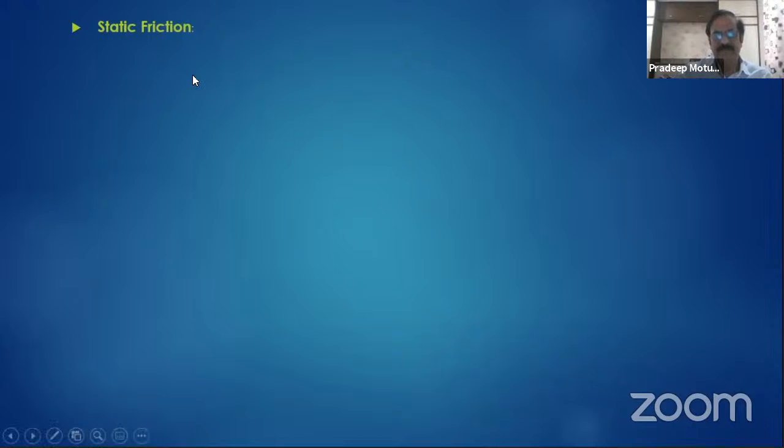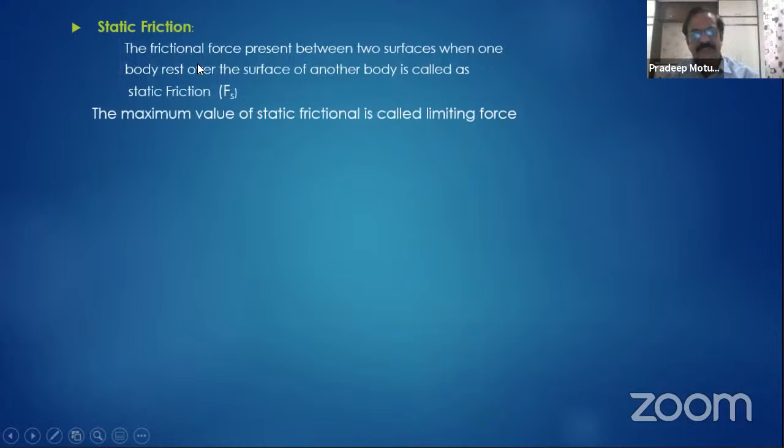What is static friction? Static friction means the frictional force present between two surfaces when one body rests over the surface of another body. You already know about friction. Friction only takes place when the two bodies are in contact. It always acts parallel to the surface, and it is an opposing force. You know all these things. Now try to understand static friction.